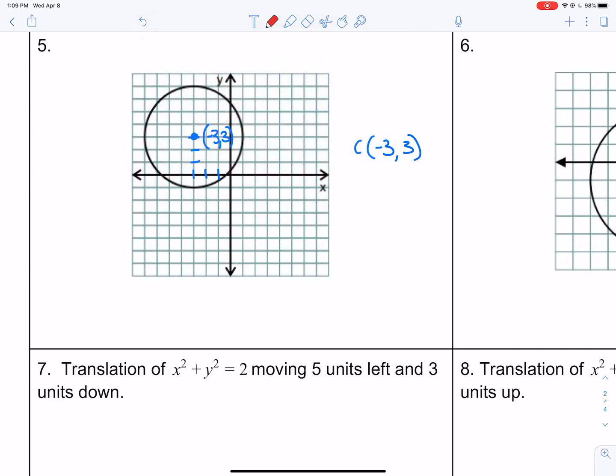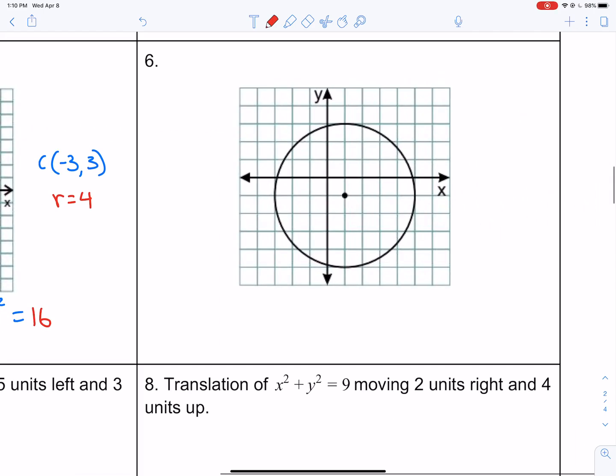The radius, you can just look from your center to the top of the circle or to the left. Like how many units is that? So that looks like 1, 2, 3, 4 units. So my radius is equal to 4. And then we just write our equation. So we would have x plus 3, because you change the sign, plus y minus 3, change the sign, equals r squared. So 4 squared is just equal to 16.